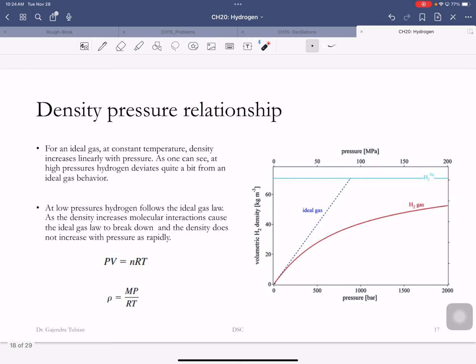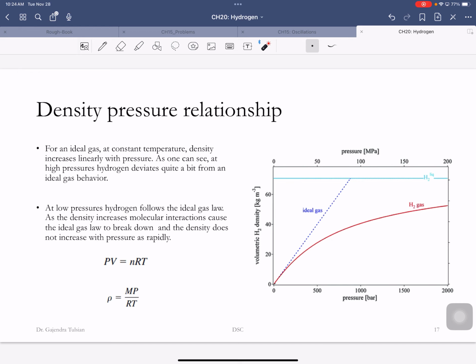All right, so what this graph is showing you is that as you compress hydrogen, these are 1,000 atmospheres, the volumetric density decreases. This is liquid hydrogen. What you want is high density, meaning you want a lot of hydrogen for a given volume.